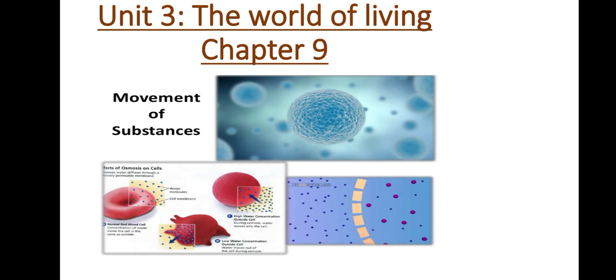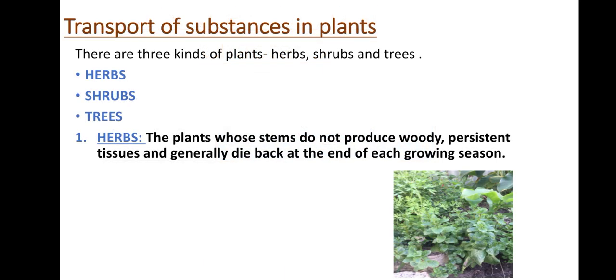Today we will study Unit 3, The World of Living, Chapter 9, Movement of Substances. Transport of substances in plants. Let us first discuss these different types of plants. There are three kinds of plants, namely herbs, shrubs, and trees.